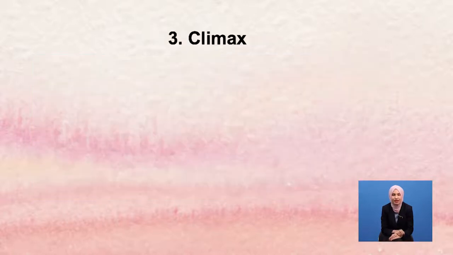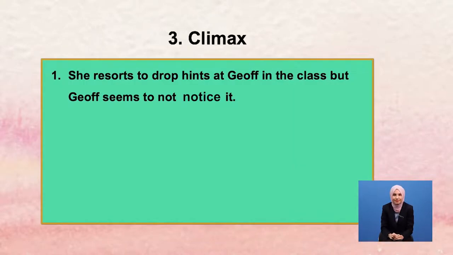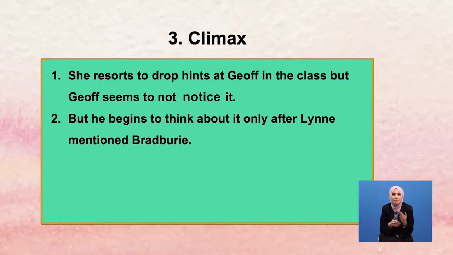The climax is the turning point of the event where the conflict takes place. What is the conflict in the story? Lin decides to drop hints at Job in the class, but Job is unaware of it. You can refer to page 105 of the textbooks where Lin says Bradbury in an angry voice. But he begins to think about it only after Lin mentioned Bradbury.